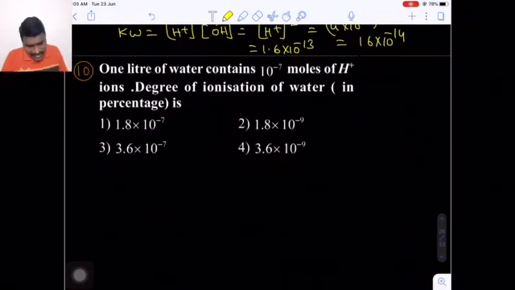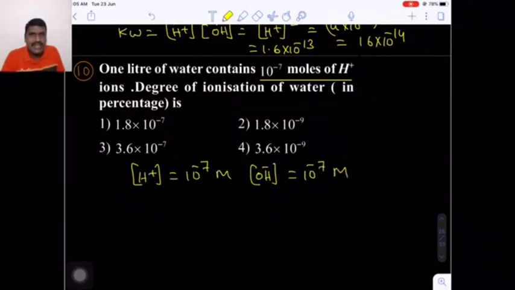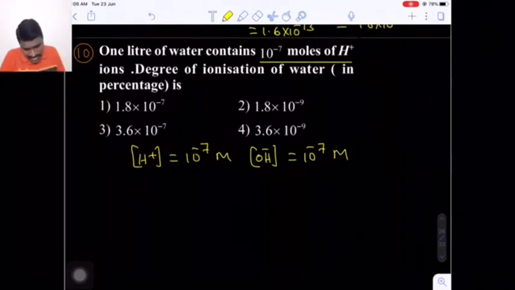1 liter of water containing 10 raised to minus 7 moles of H plus ions. What will be the degree of ionization of water? Now the H plus ion concentration is given as 10 raised to minus 7 moles per liter. Similarly, the OH minus ion concentration will also be equal to 10 raised to minus 7 moles per liter, because the H plus ion concentration will be equal to the OH minus ion concentration. Are you getting my point?